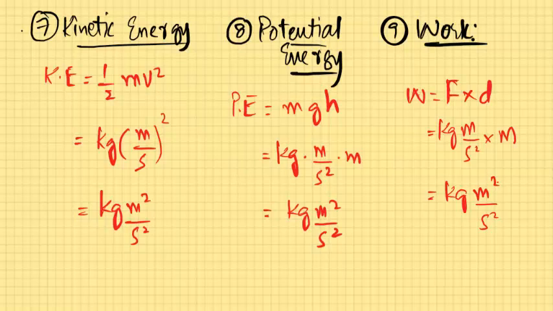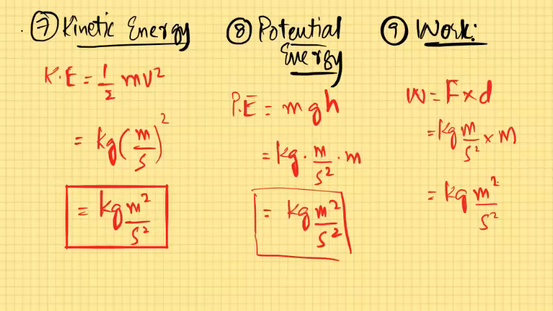It is interesting to note that the SI base unit of kinetic energy, potential energy and work is the same, and they should be the same. Why? Because if you remember in O levels, you must have heard that the SI unit of kinetic energy is joules, potential energy is joules, work is also joules. Actually, we say that joule is equal to kilogram meter square per second square.